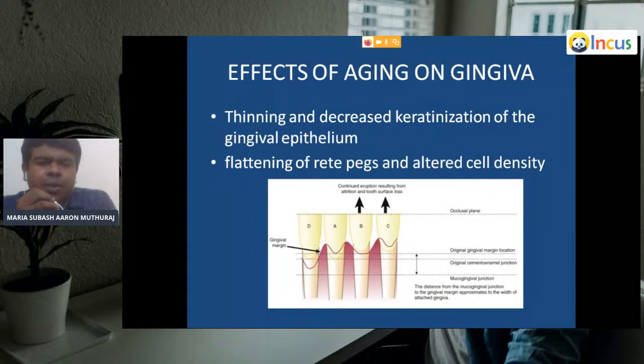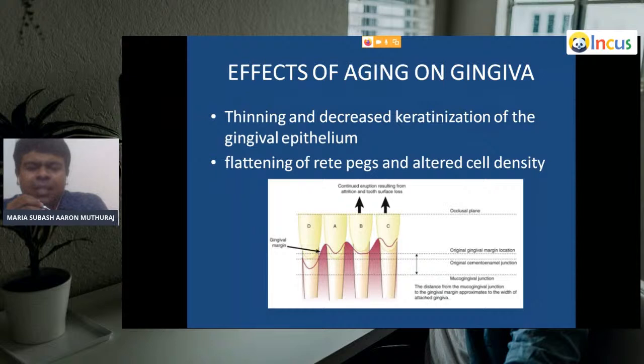Which will lead to eruption of the tooth, active eruption of the tooth. Here the tooth will move, whereas the attached gingiva will be in the same position. Therefore, the recession will be prominently seen. Whereas in case of C, the attached gingiva will move along with the active eruption of the tooth. In such case, there will be an increase in the width of attached gingiva on aging.